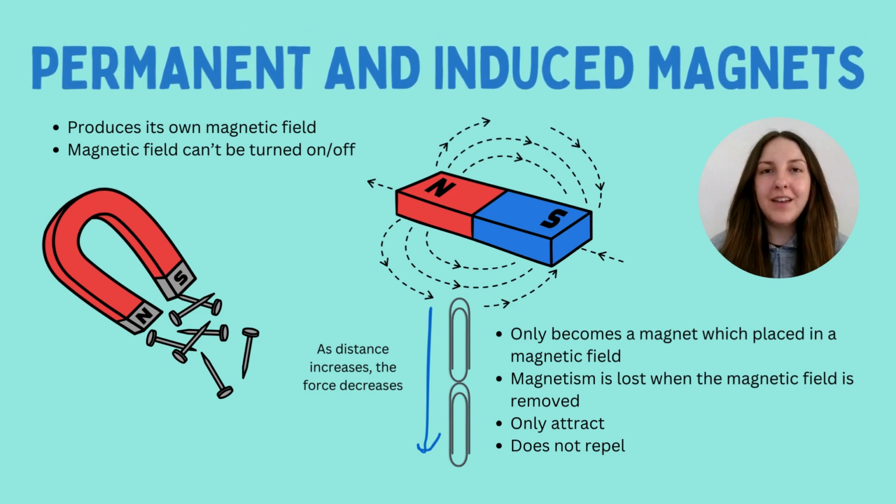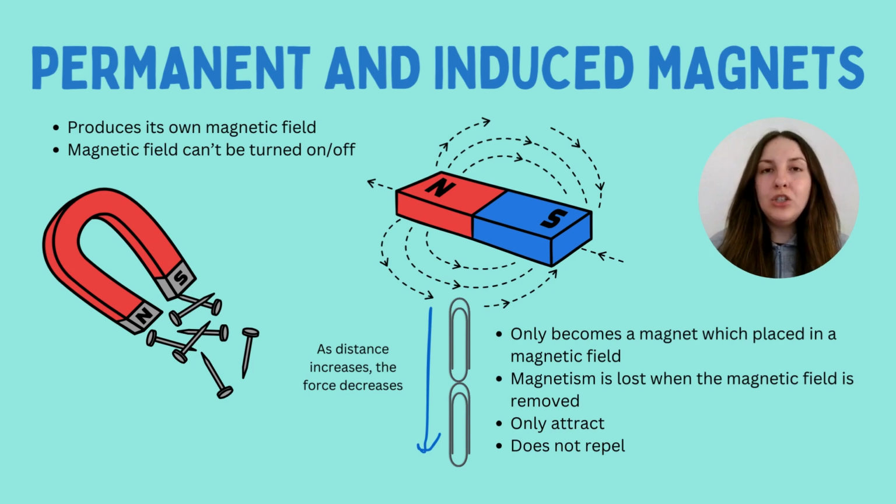So a permanent magnet, as the word would suggest, is a magnet that is always magnetic. And this is what we think of when we think of things like a bar magnet or a horseshoe magnet. It's because these are able to produce their own magnetic field all the time. So the magnetic field cannot be turned off or on. It's just always like that. So it will always be able to attract and repel other magnets, depending on which way the poles are facing. They'll also be able to attract other magnetic materials as well.